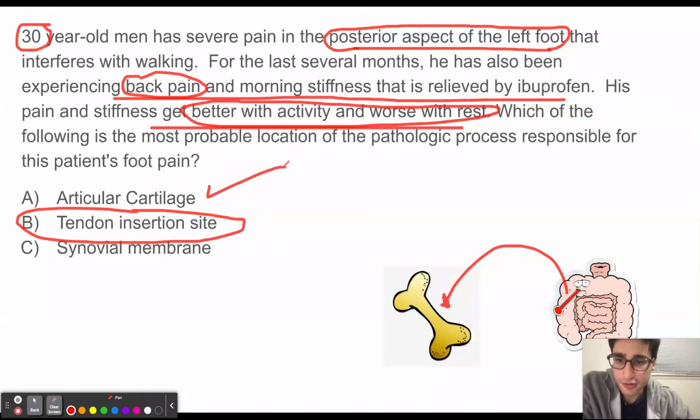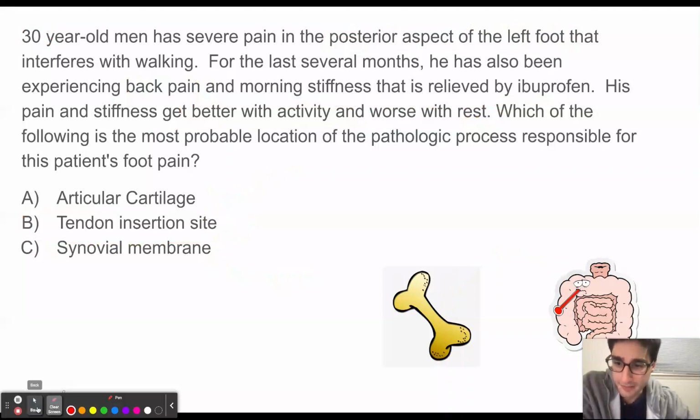Now, it's not going to be due to articular cartilage or synovial membrane. These sites can be impacted with arthritis due to ankylosing spondylitis, but if these sites were impacted, then the pain would be within the ankle. It won't be posterior to the foot. So, as a result, it's not going to be A or C.